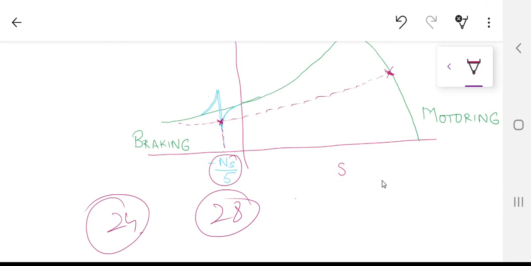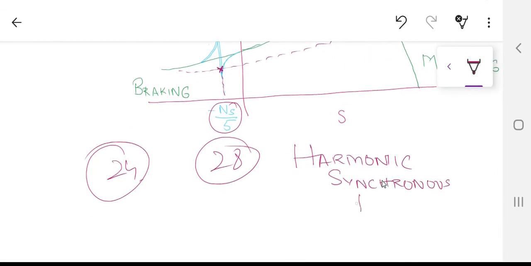In this lecture, we have just concluded that you have harmonic synchronous torques being produced inside your machine, and they are actually producing the crawling phenomenon either in the braking region or in the motoring region. Thank you for this one.